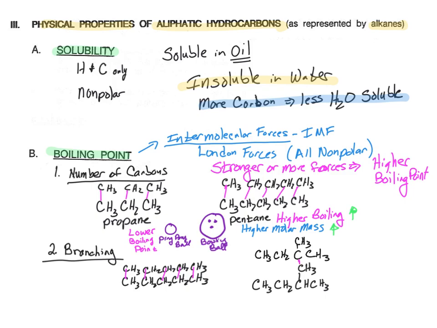How does that affect the boiling point? Well, the 5-carbon straight chain will have 5 interactions, so it is harder to break and has a higher boiling point. Every time I put a branch in, it makes it difficult to bond, and so it lowers the boiling point. So branching lowers the boiling point.